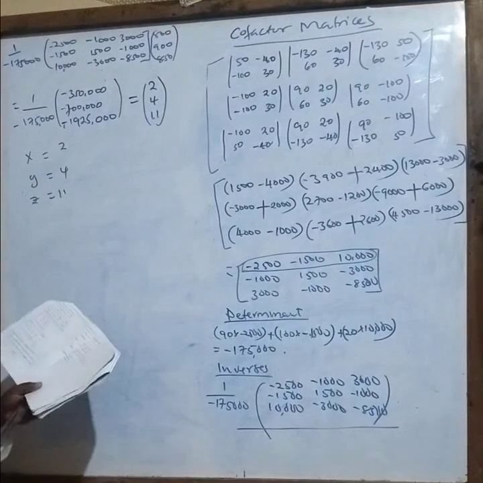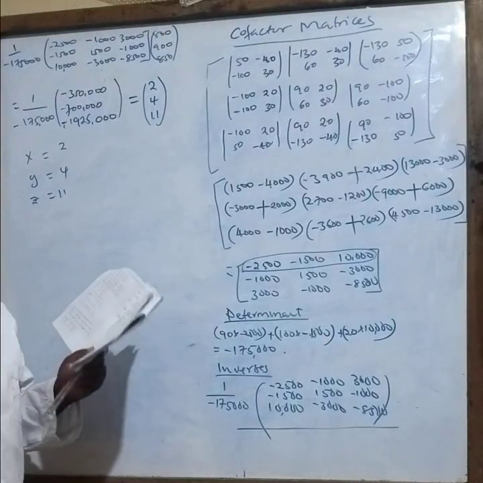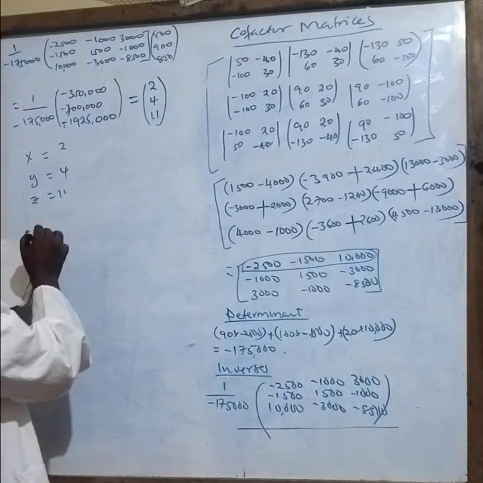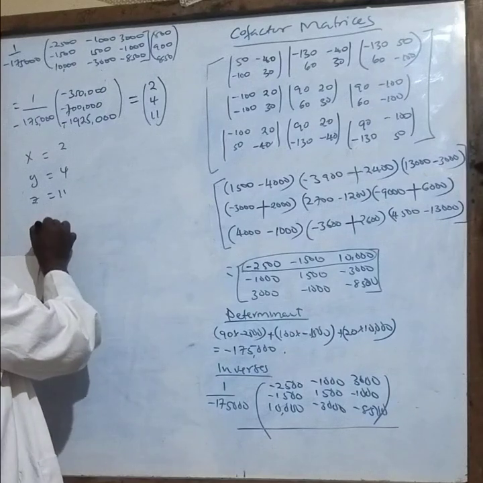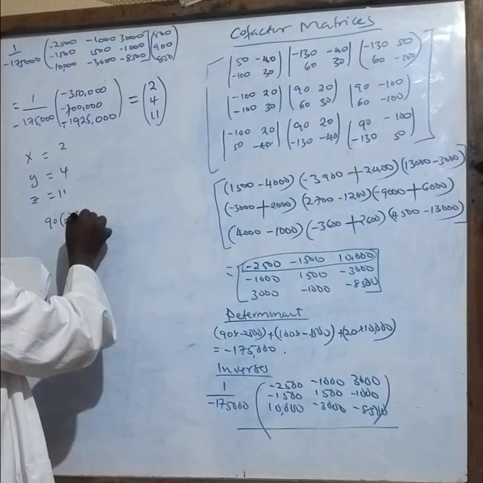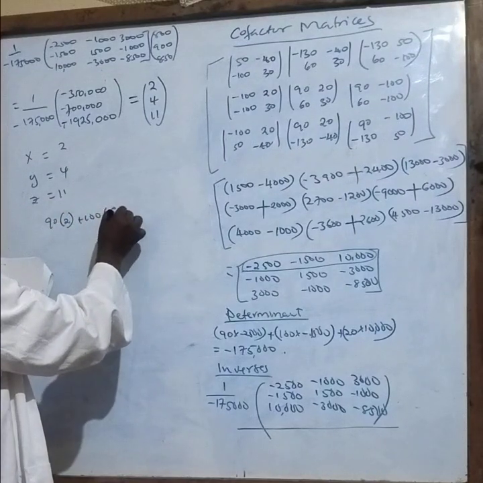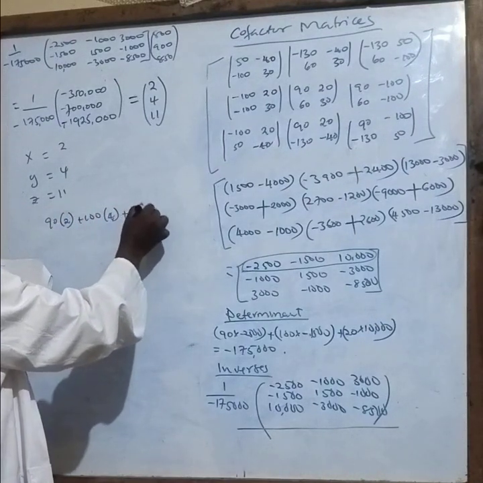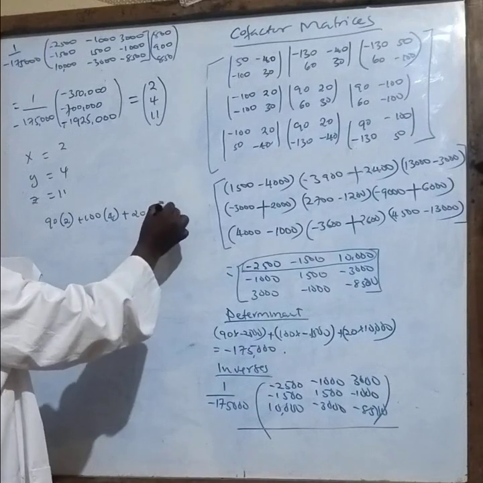So if you try to substitute in any of the three equations that we had, for example, we had an equation like 90 into 2 plus 100 into 4 plus 20 into 11. Will you get 800?